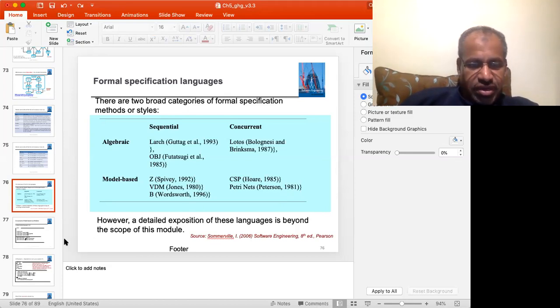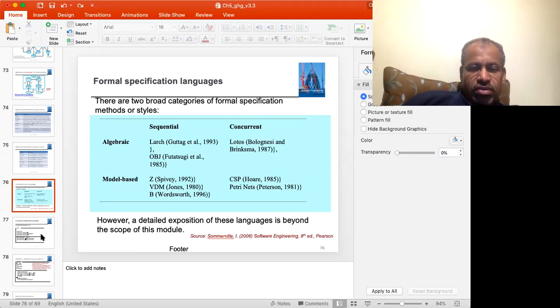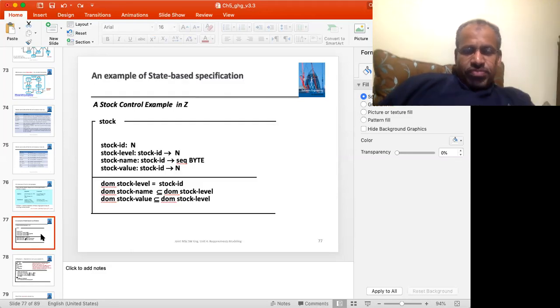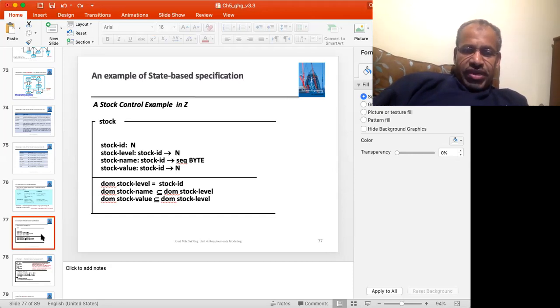Okay, but we're not gonna go into detail in that. Let me just show you one example of formal methods. This is an example of state-based specification. This is in the formal language called Z.